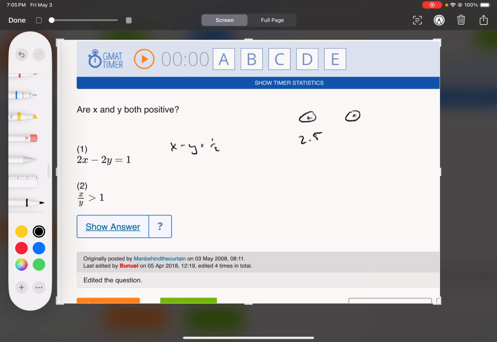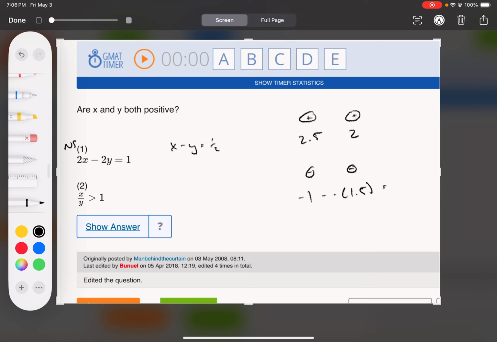It could be like both positive. x minus y is 2.5 minus 2, gives you 1/2. Or it could be that they're both negative. Negative 1 minus negative 1.5 gives me positive 1/2. So I don't know whether they're both positive or both negative. So that's not sufficient.